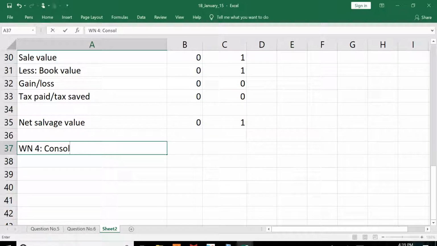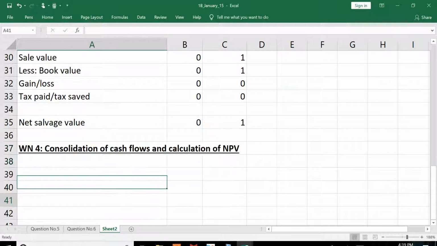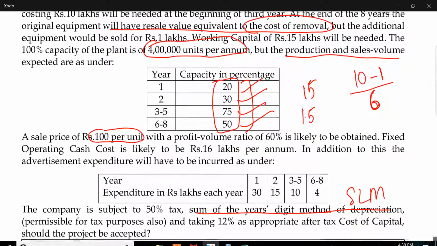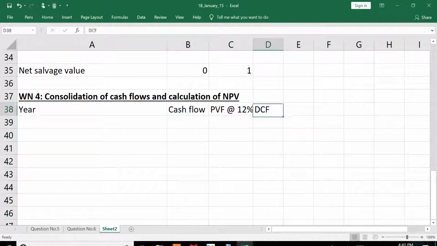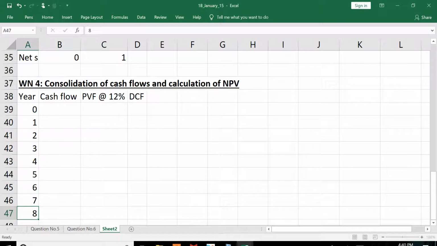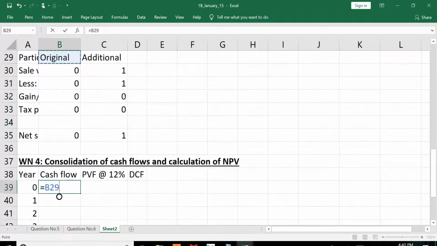Working note 4, consolidation of cash flow and calculation of NPV. You can take the numbers from various years. Year 0 will come from step 1, 1 to 8 will come from step 2, and year 8 will have separate step 3 figure.